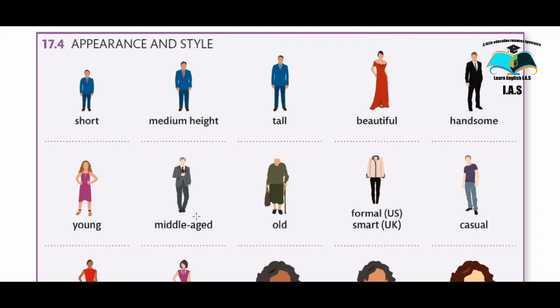We can say formal. Please put on formal clothes when you go to the interview. Be formal. Or be smart. Okay. Smart and formal have the same meaning. And the opposite of formal is casual. Casual is the opposite of formal. Formal means completely official, and casual means completely ordinary or informal.